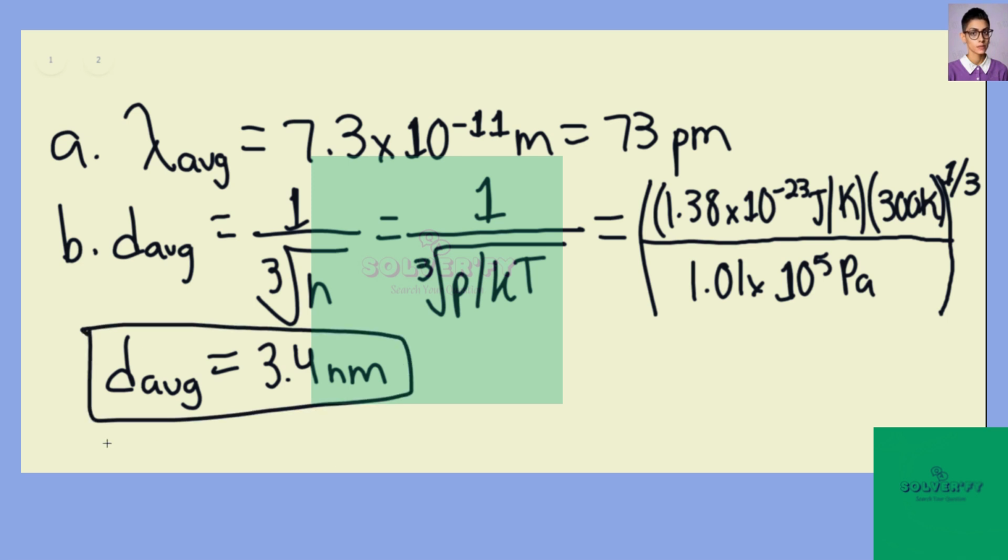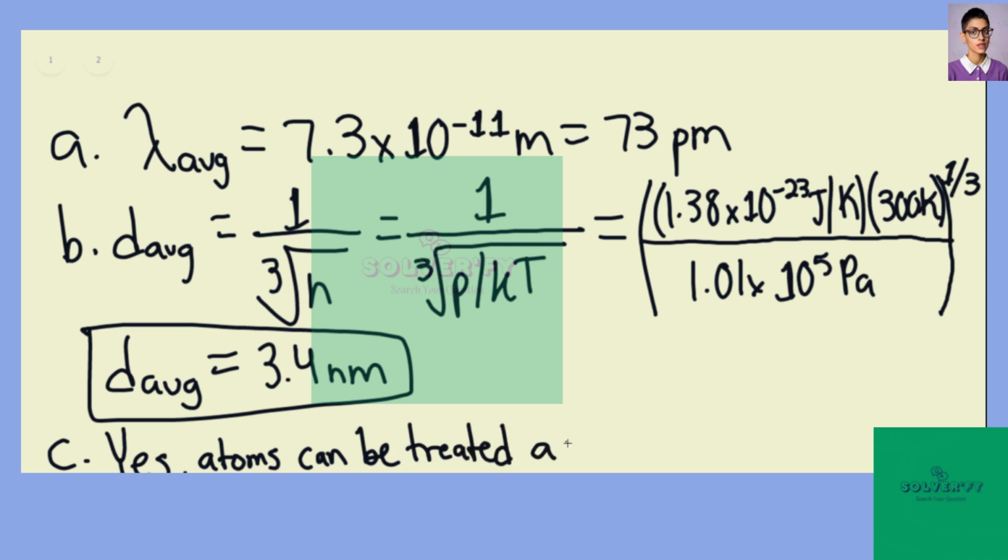And then finally, for part C, the question is asking us, can the atoms be treated as particles under these conditions? And yes, atoms can be treated as particles because the average de Broglie wavelength is much less than the average separation. And that would be the condition for them to be treated as particles.